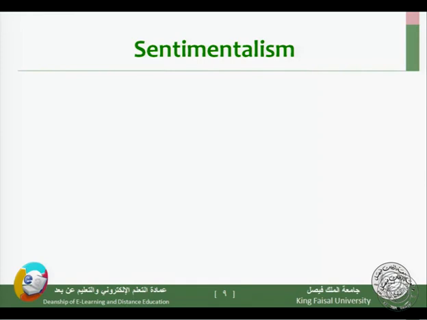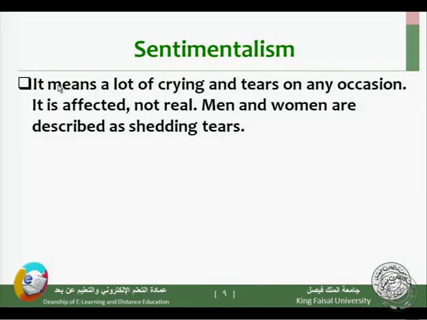What is sentimentalism? It comes from the word sentiment until here, and then this is an adjective, sentimental, and this is ISM, which means that it is a movement, a school of thought that has exponents, leaders, and that has also followers, right? Sentimentalism. Writers who used that current in their novels, that trait, used a lot of crying. And this is the definition of sentimentalism. It means a lot of crying and tears on any occasion.